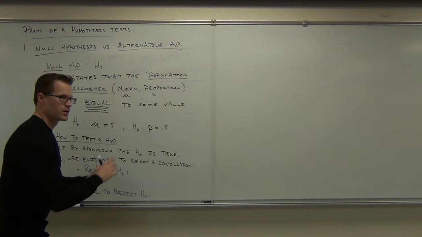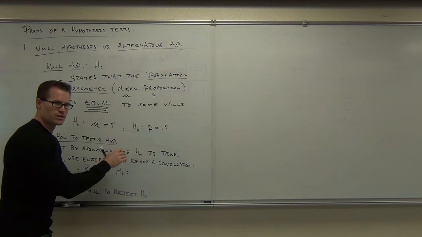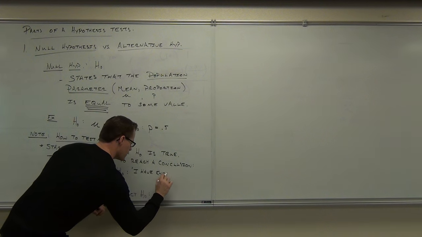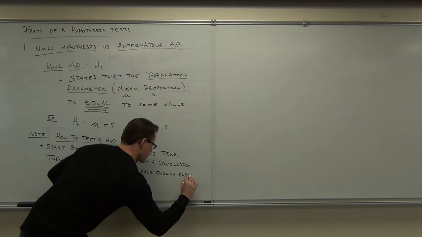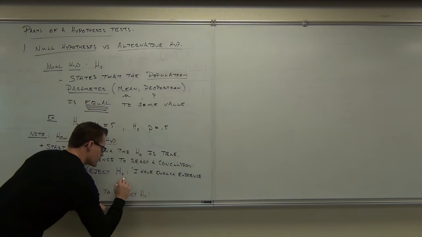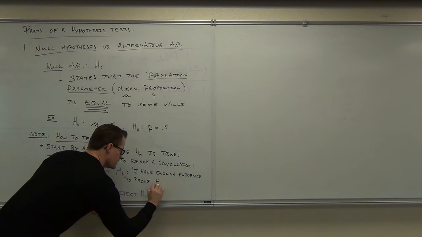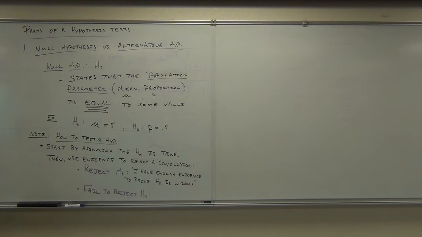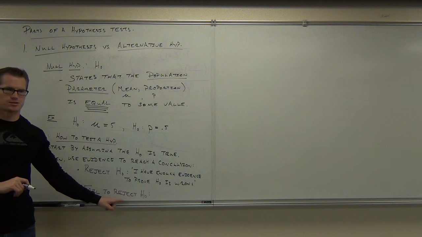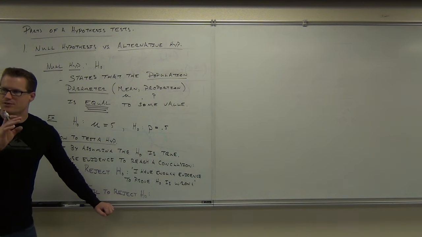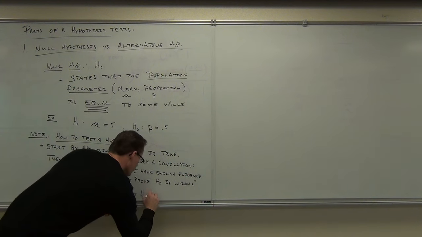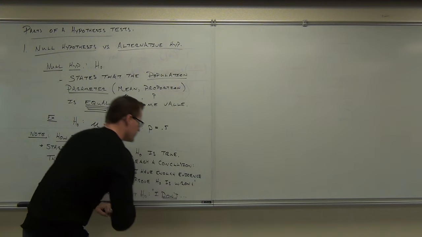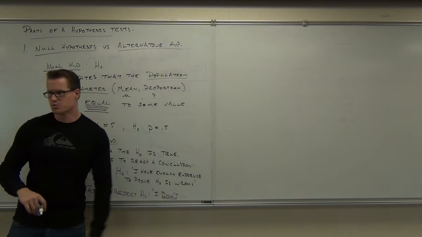So rejecting H sub zero, here's what this says in English. It says, I have enough evidence to prove this statement wrong. I have enough evidence to prove H sub zero is wrong. And failing to reject says, I don't have enough evidence to prove H sub zero wrong.